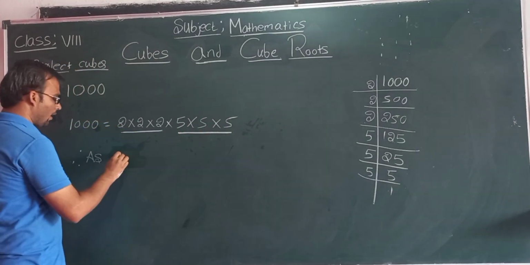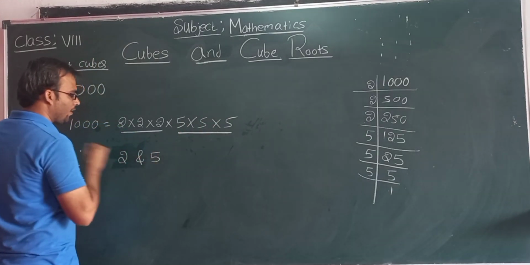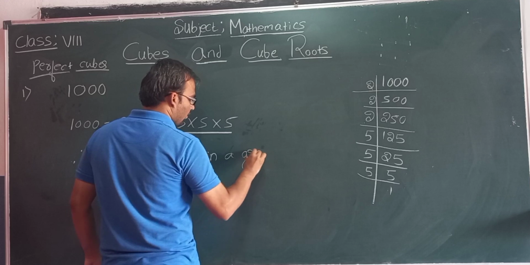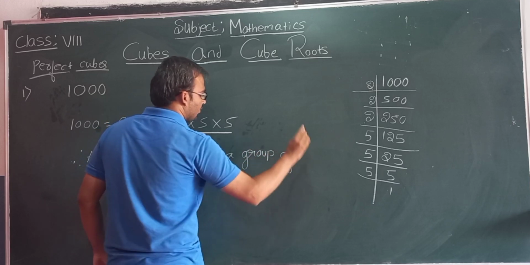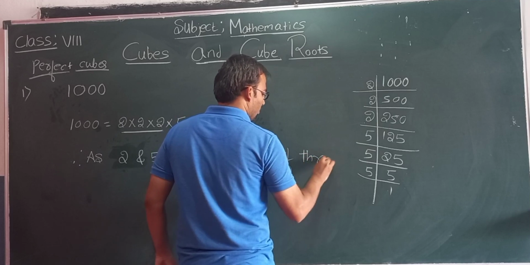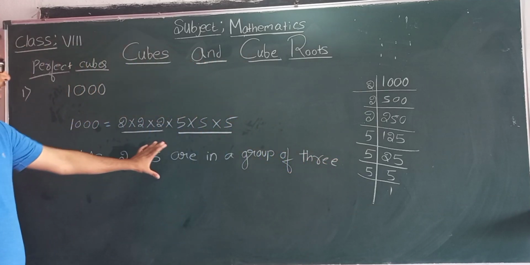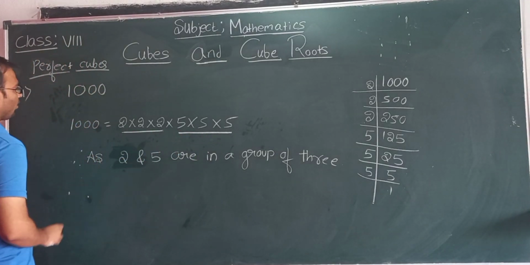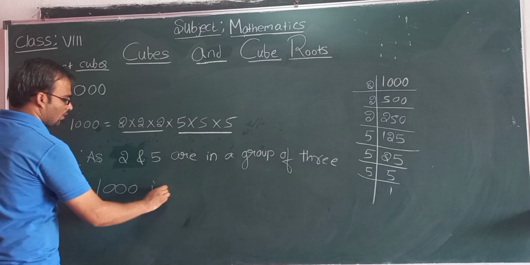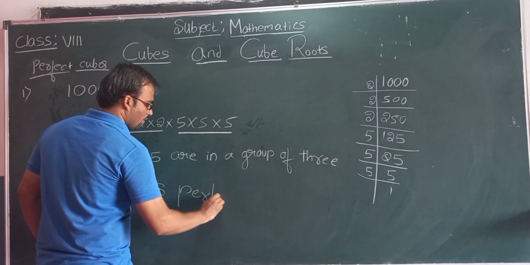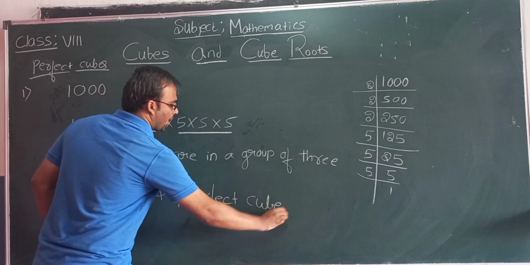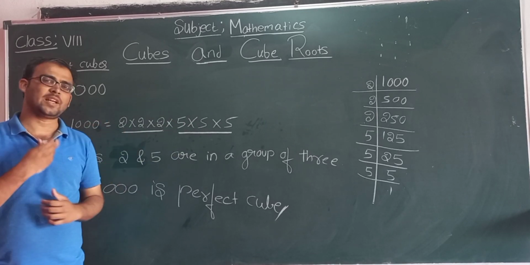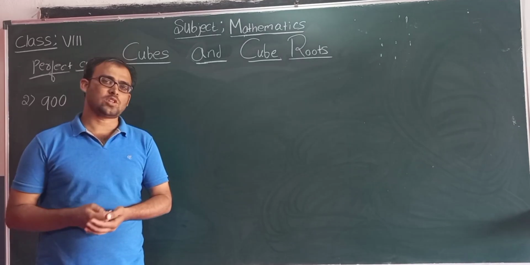So we can write that 2 and 5 are in groups of 3. Therefore, 1000 is a perfect cube. If they are not in groups of 3, then it is not a perfect cube. If they are in groups of 3, then we can conclude that the given number is a perfect cube. Students, we will solve the next example.